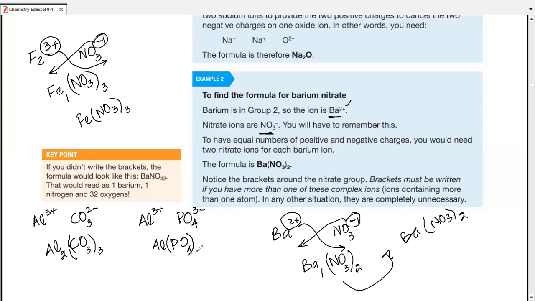Actually, 4 stays inside. 4 was previously a part of it, so 4 stays inside the bracket. And we do not need a bracket if there's just one polyatomic ion, just one group ion. We only need brackets if we have a bigger number like 3 and 2. So if we don't have a bigger number, it stays like this. That's your answer right there, without any brackets.